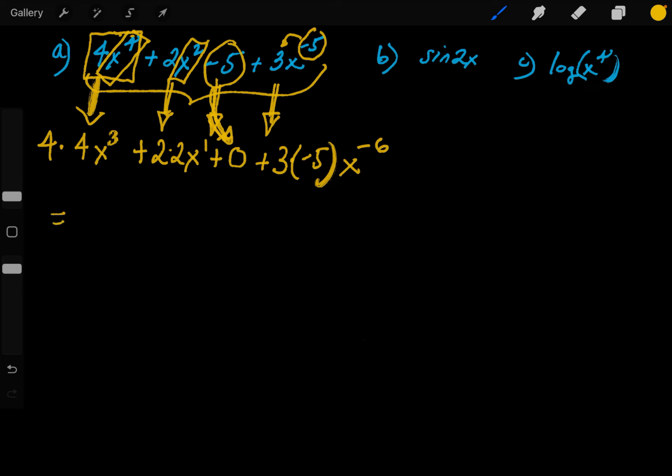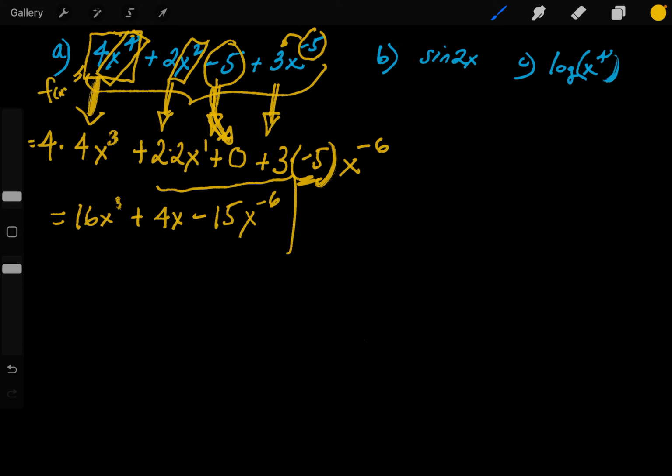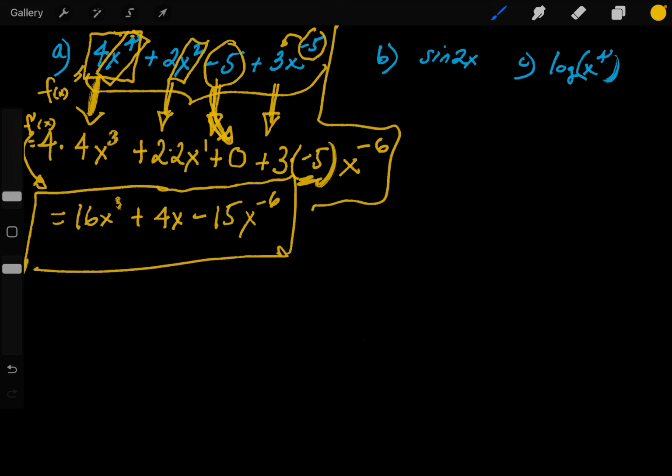And then now I just simplify a little bit. 4 times 4 is 16, x to the third, plus 2 times 2 is 4, times x, the 0 I don't care about, minus 15, because 3 times -5 is -15, x to the -6. If we want our exponents to be positive, then we would move the x to the -6 down. If I called this f of x, then this is f prime of x. Okay, now that's fairly straightforward.